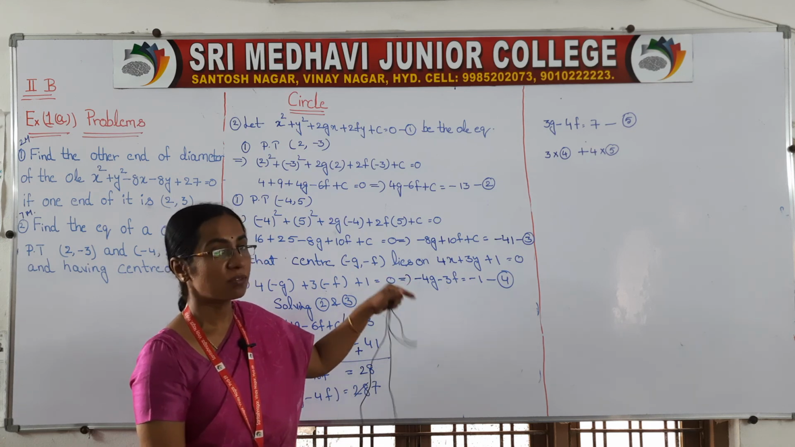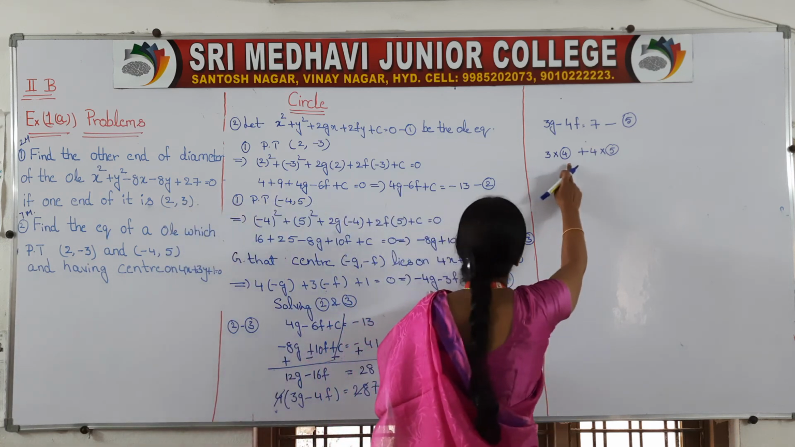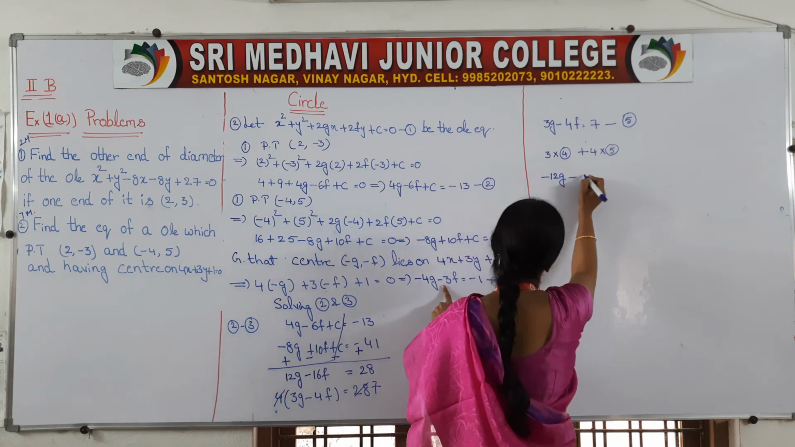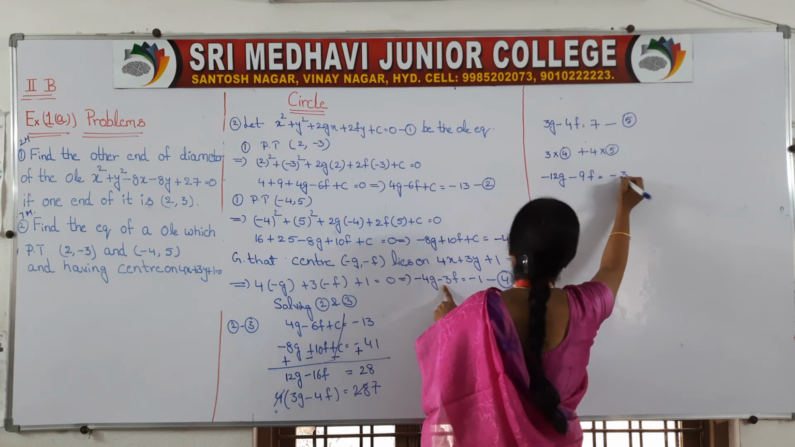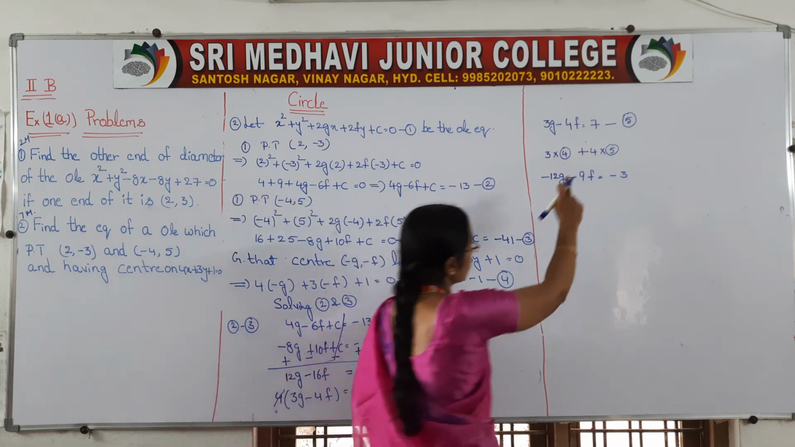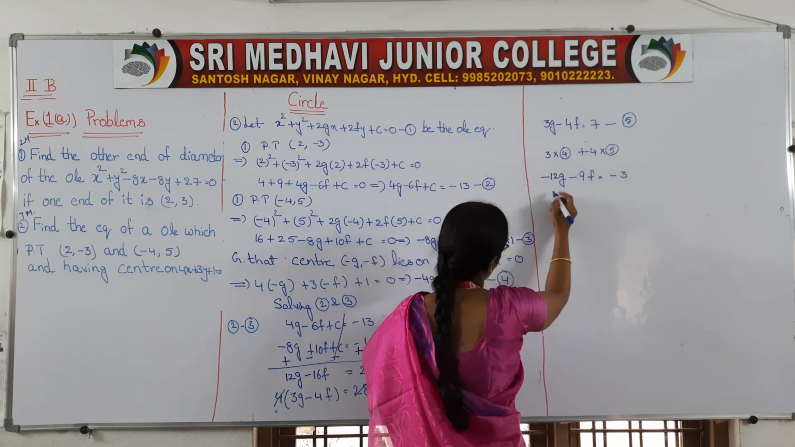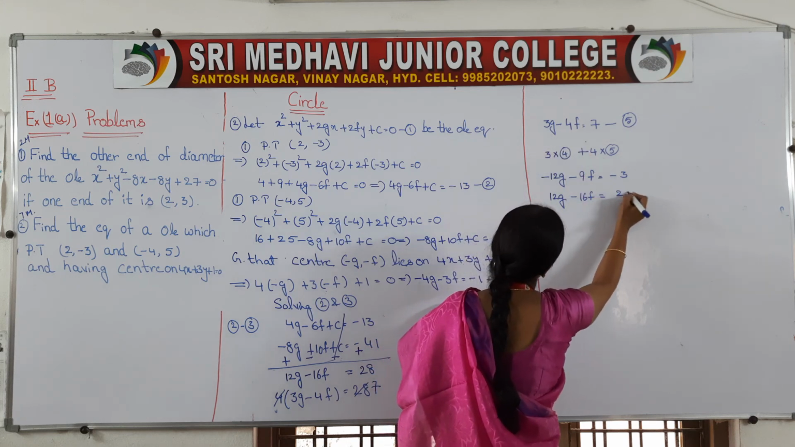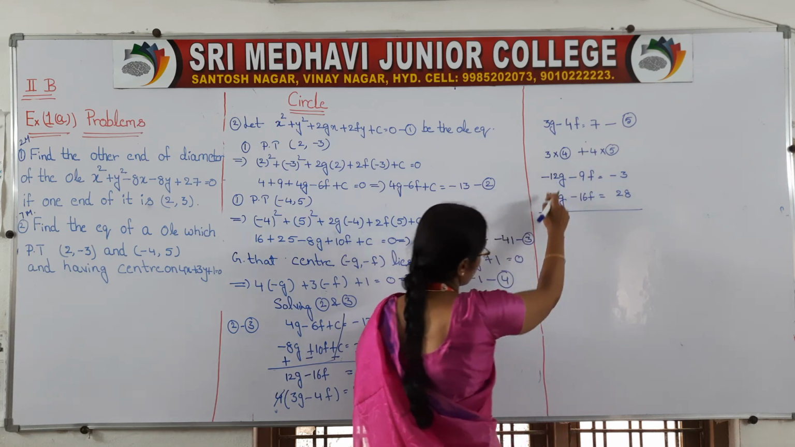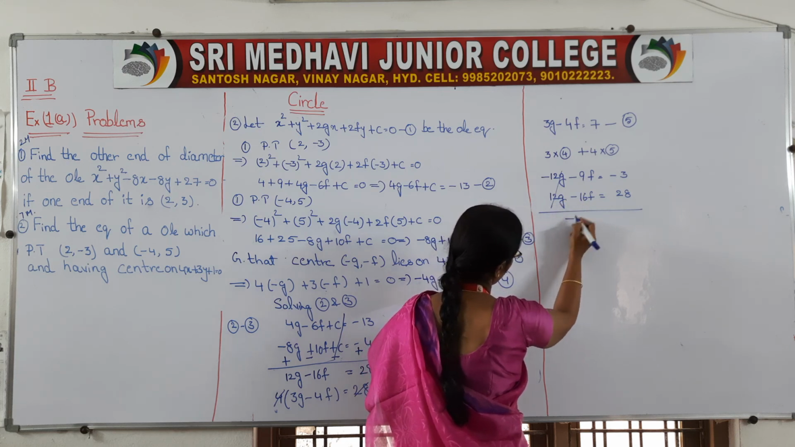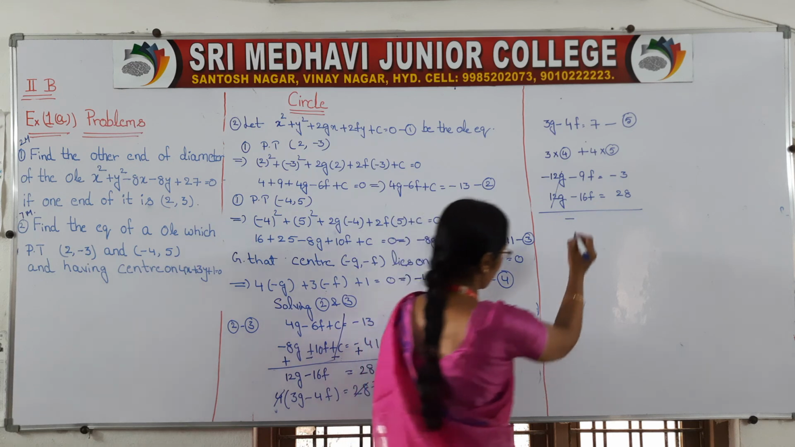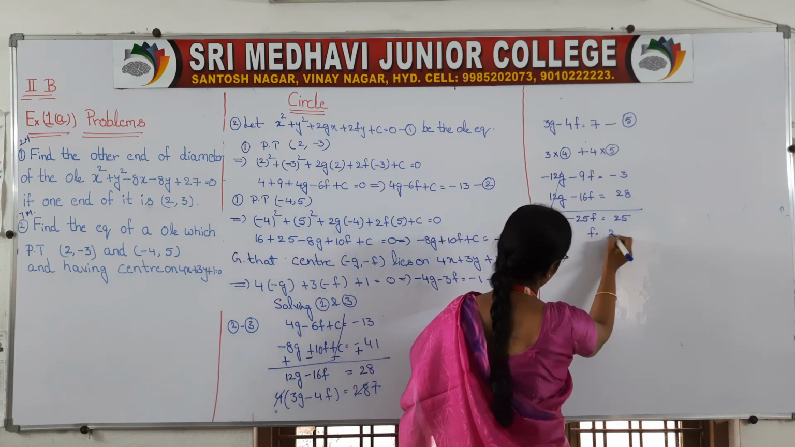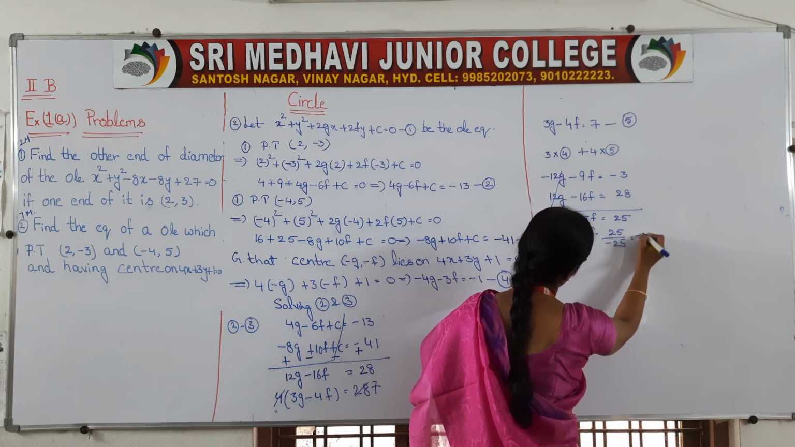Then one is minus and one is plus, so both will get cancelled. So 3 into the fourth equation: 3 fours are 12g, minus 3 threes are 9f, equal to 3 into 1, which is 3. Next we take 4 into the fifth equation: 4 threes are 12g, 4 fours are 16f, 4 sevens are 28. Now negative and positive cancel, and you get -9f - 16f, so -25f = 25. So f = 25 by -25 = -1.